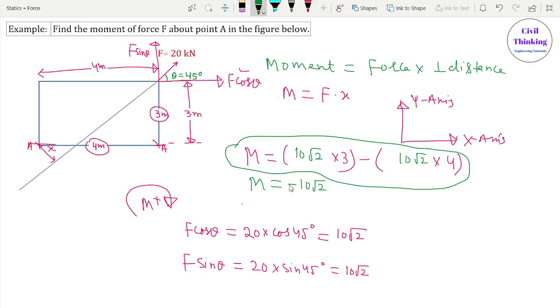Now what does this negative mean? Now we know clockwise moments are positive, right? And anti-clockwise moments are negative, right? Now since it's negative, it means the moment of the force F at point A is negative, which means anti-clockwise, something like this, right?